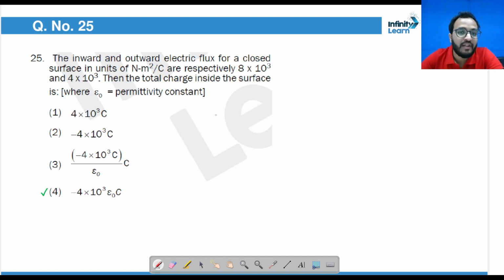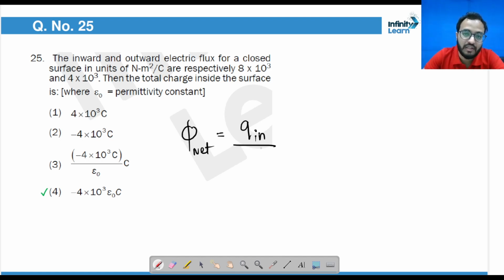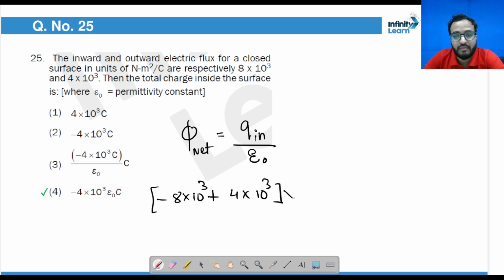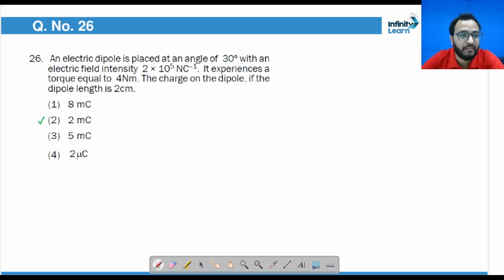Now inward and outward flux, see, we say that net flux is equals to total charge upon epsilon naught. So inward flux will be taken negative and outward flux will be taken as positive. So it is minus 8 into 10 to the power 3 plus 4 into 10 to the power 3 into epsilon naught is equals to Q inside. Got it? This was a very easy paper, very easy paper.